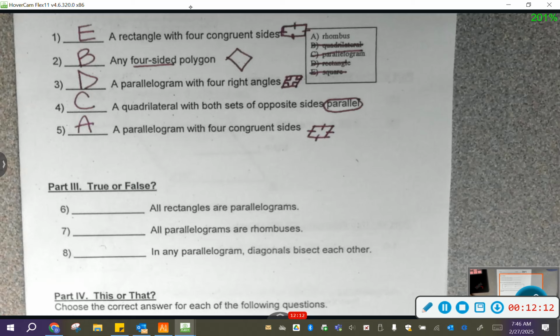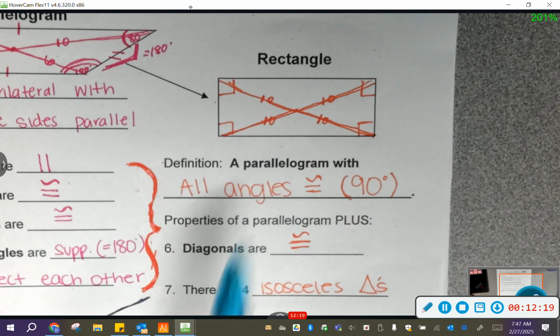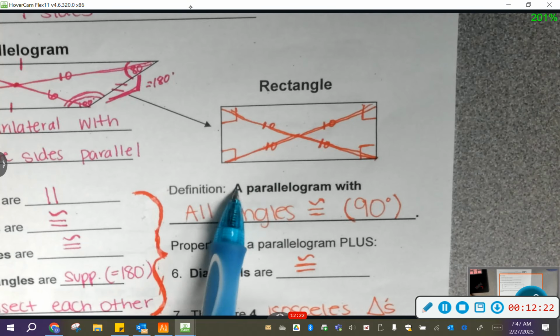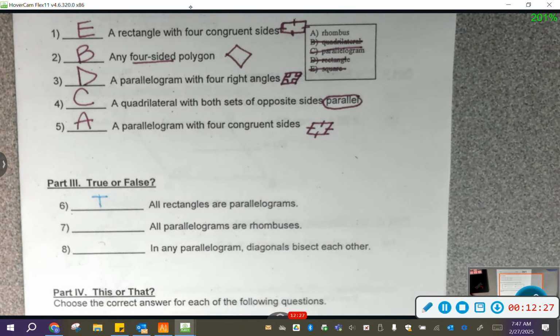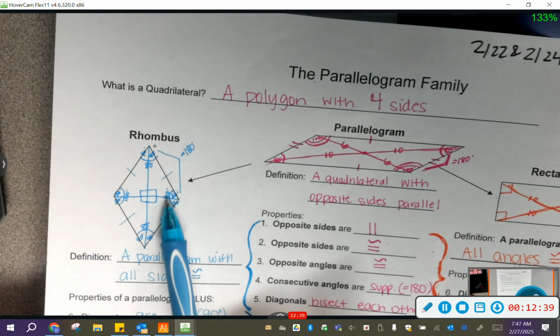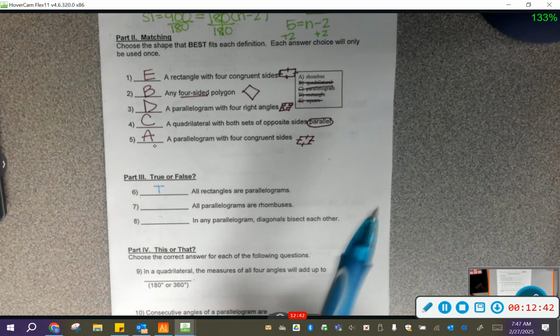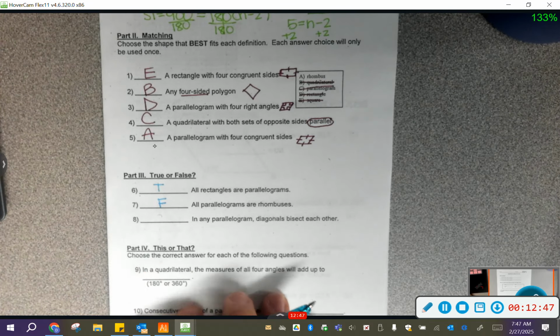Are all rectangles parallelograms? We need to look at our flow chart. Yes, it literally says in the definition, a parallelogram. All rectangles are parallelograms. Are all parallelograms rhombuses? No. Rhombi. Here's my parallelogram at the top of the chain. Are all of these a rhombus? No, because all of them do not have the same sides. Right?